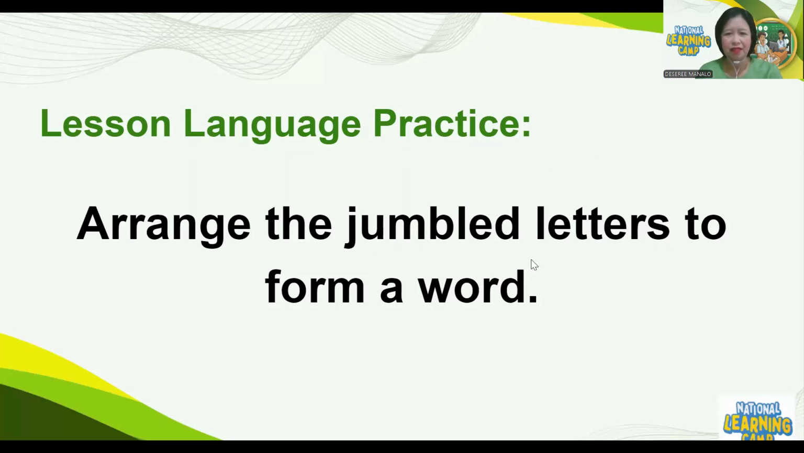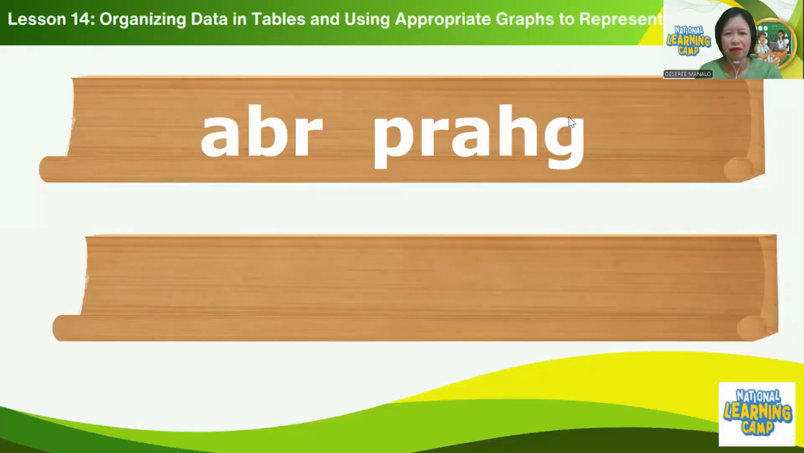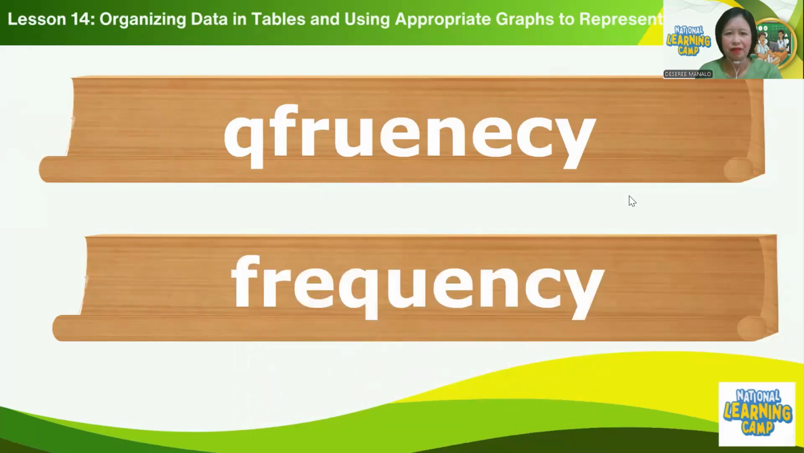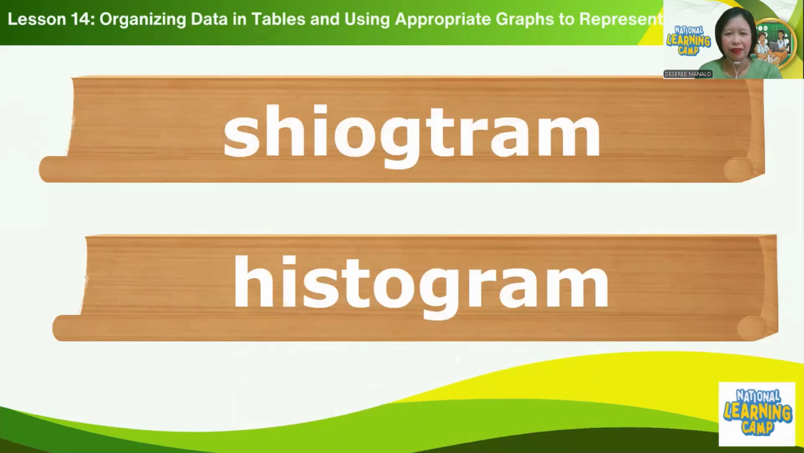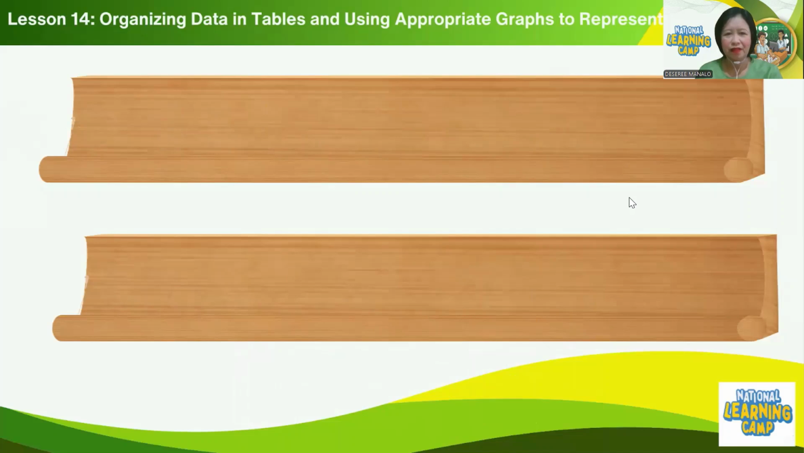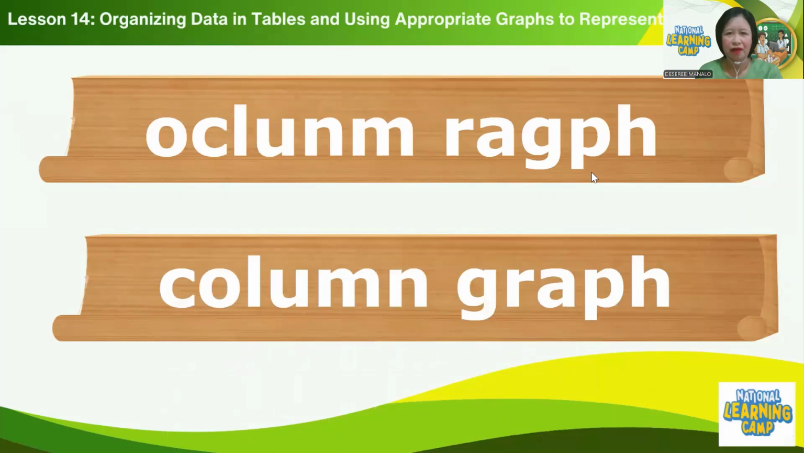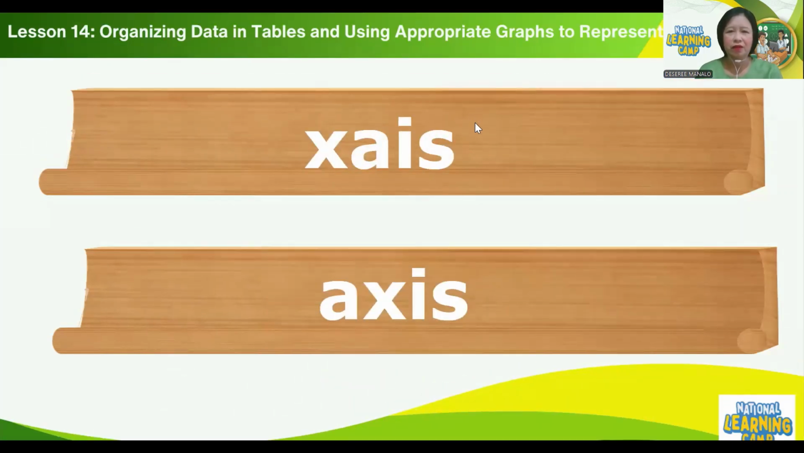Arrange the jumbled letters to form a word. Number 1. What do you think is this word? The answer is bar graph. What do you think is this word? The answer is frequency. Next. The word is histogram. Next jumbled letters. Answer is column graph. The answer is axis. So these are the important words that you can encounter in our problems.